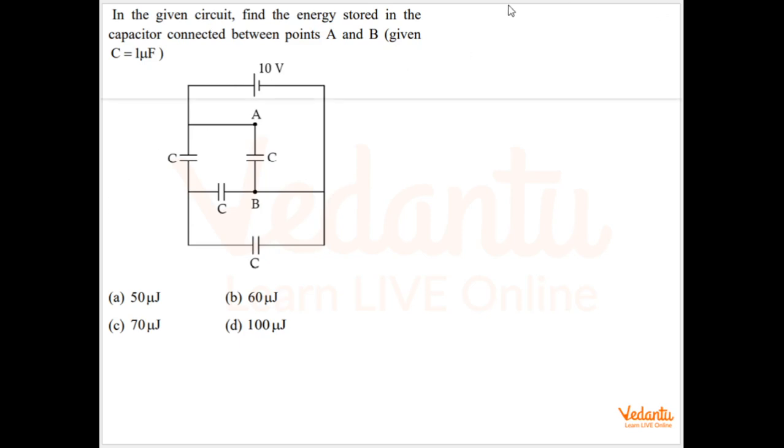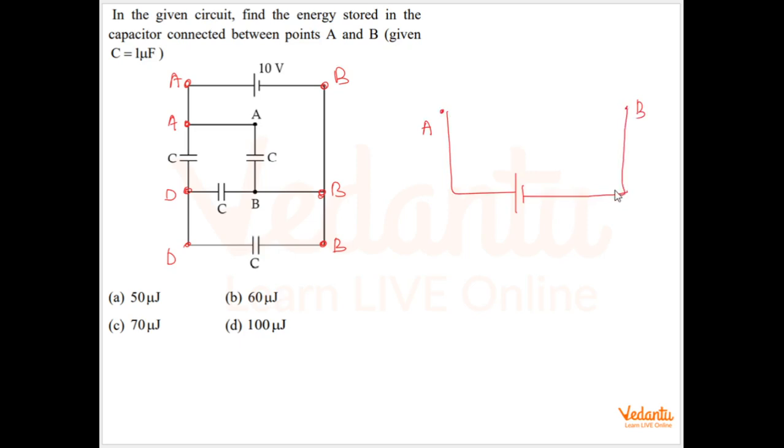Okay, first of all, understand that here this point will also be A, this point will also be A, this point will be B, this point will also be B, this point will also be B. Now this point can be neither A nor B, so we will call it point T. This point will also be T. Now when I redraw the circuit, what I will say is that the 10 volt battery is connected between A and B like this.